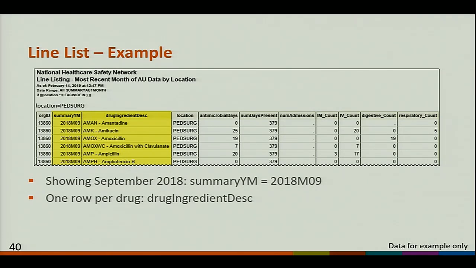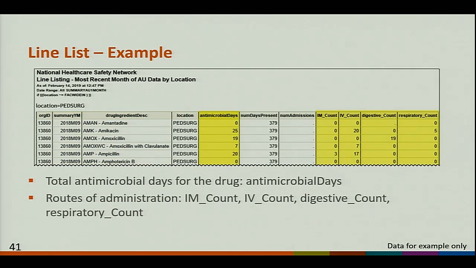This line list shows each drug as its own row in the report. So if I show the summary YM, that's the date variable column, that means September of 2018. These antimicrobial days are reported for the month of September of 2018. Next, I have my antimicrobial days column. That's my total antimicrobial days that were reported for each of those drugs. And then the last 4 columns in the report are the substratified route of administration. So you see 4 columns for each of the 4 routes.